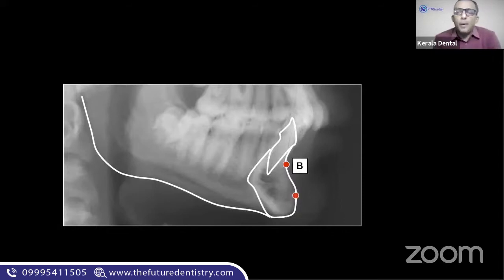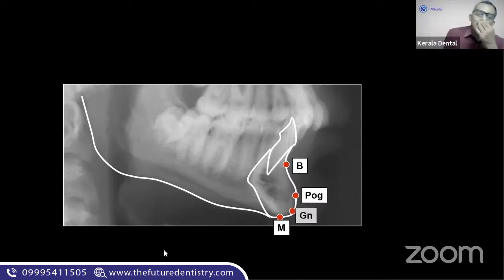Now, what is this point? The most superior point of the mandibular symphysis is called the pogonion or the POG. And the most inferior point, the inferior-most point, below that there is no bone, is called the menton. Once you get the pogonion and the menton, in between these two, arbitrarily, is called the gnathion. I've seen even questions in National Board.